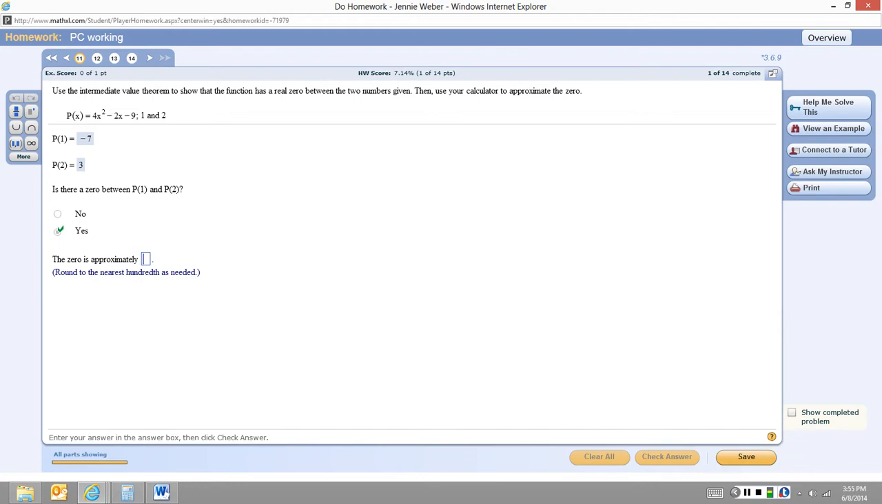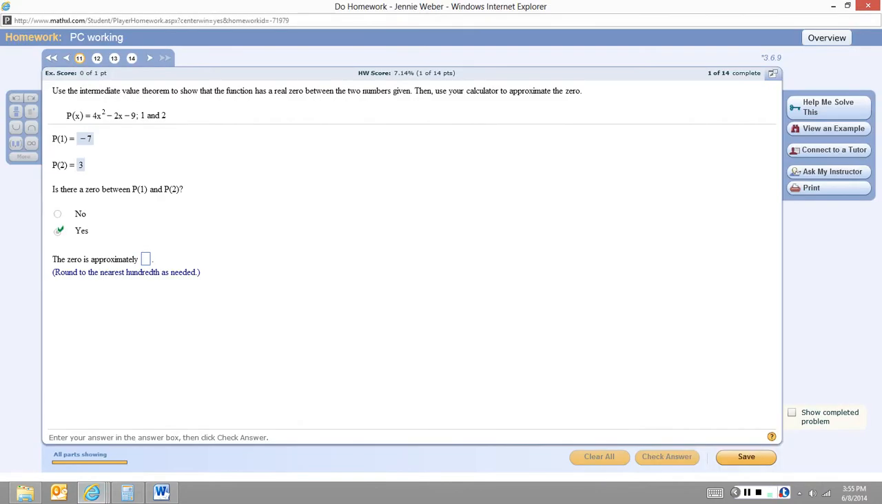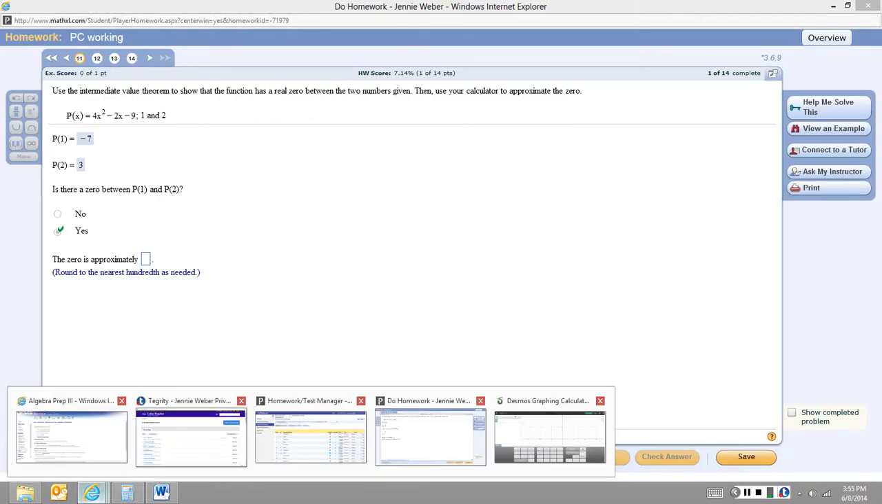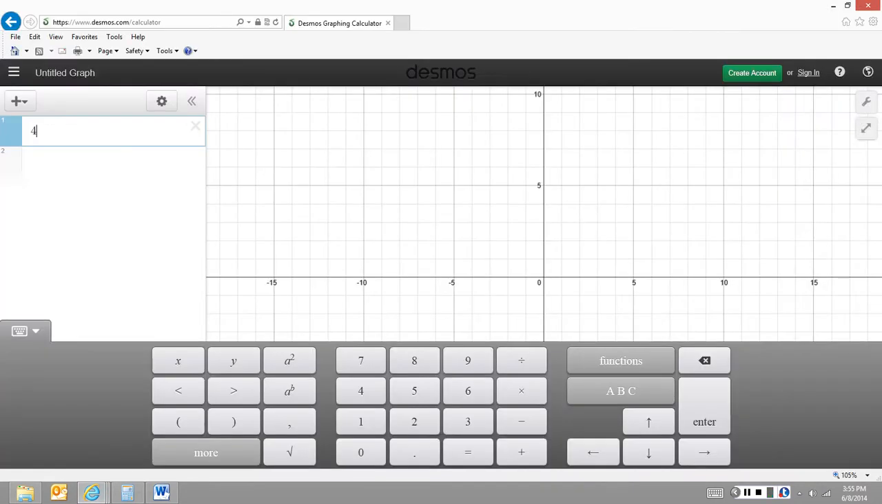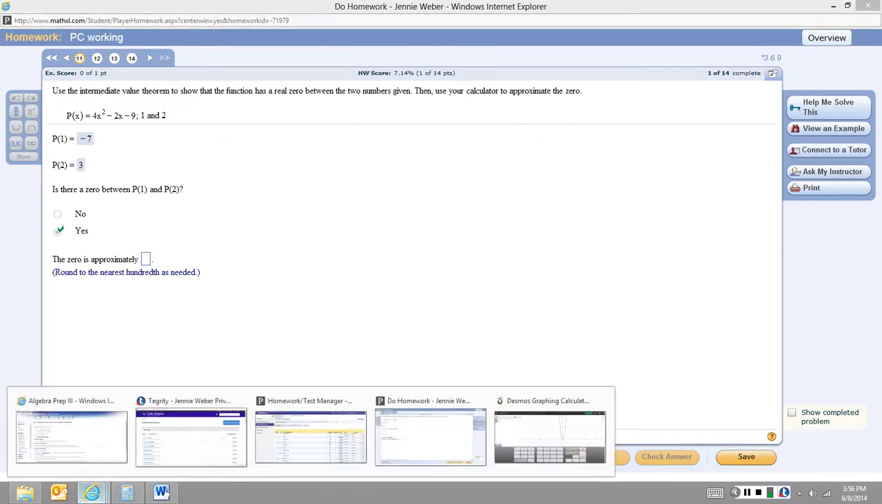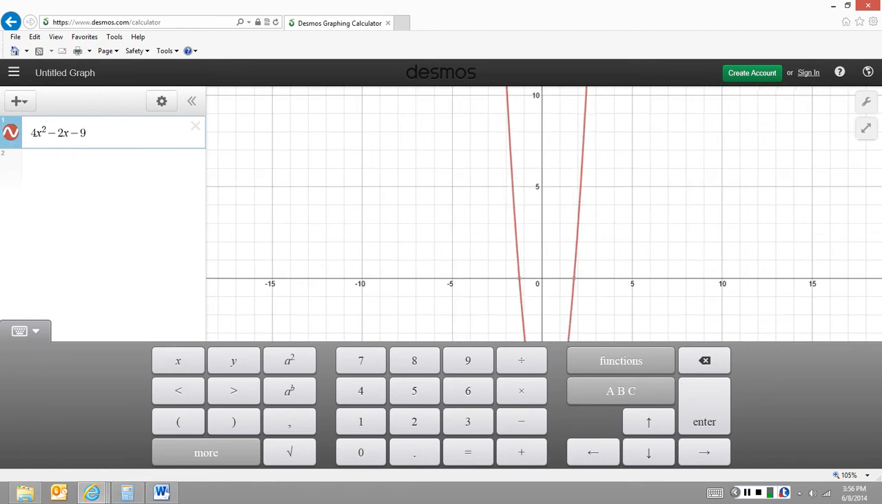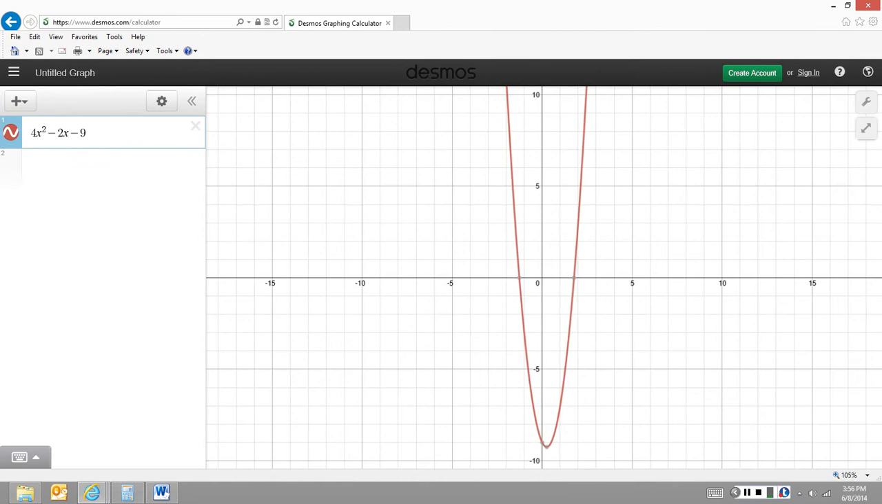Okay, now the 0 is approximately, so to find the approximation it says use your calculator. All you're going to do is plug this in to a graphing calculator. So we have 4x squared minus 2x. I always tell myself I need to write them down, and I seldom remember to do that. Minus 9. So here's our graph, and you can see here we can approximate.